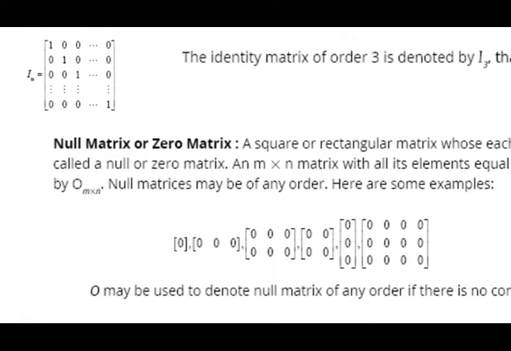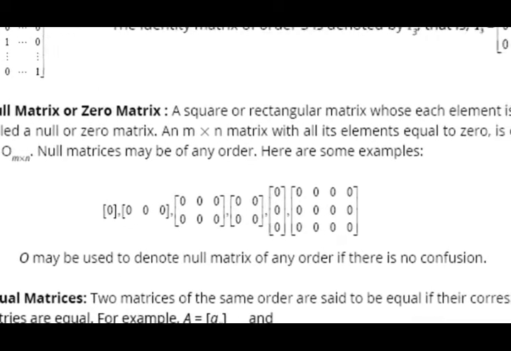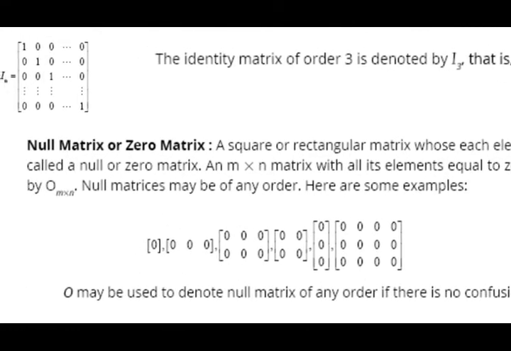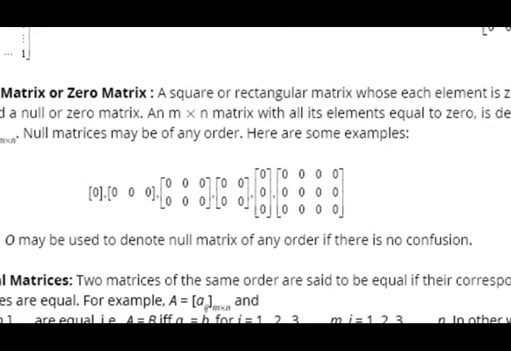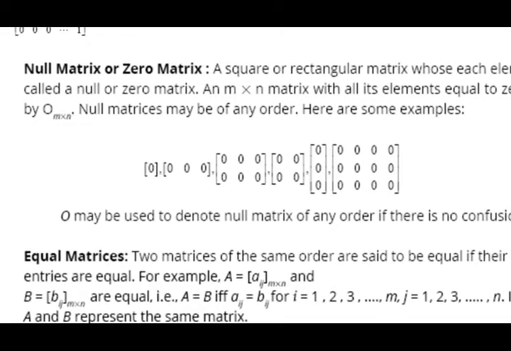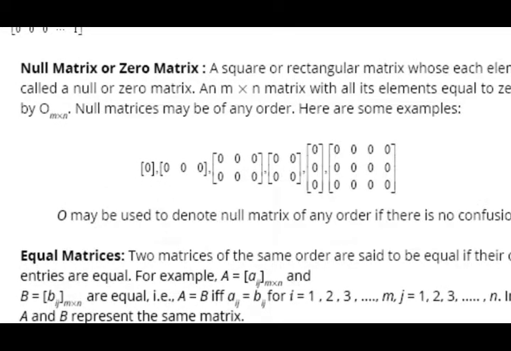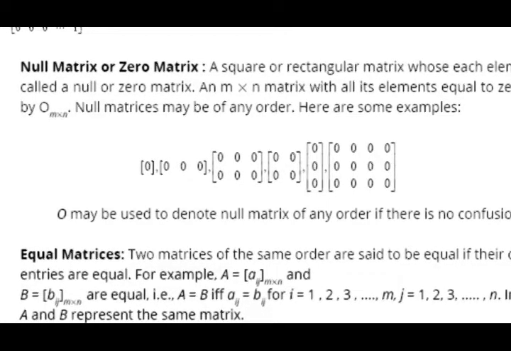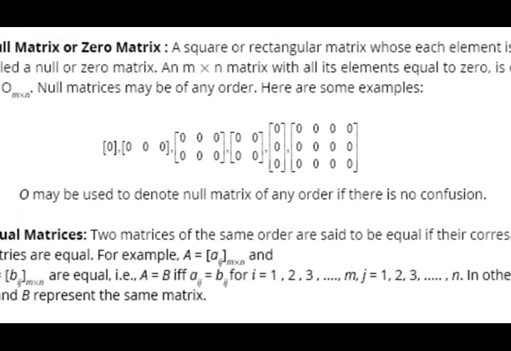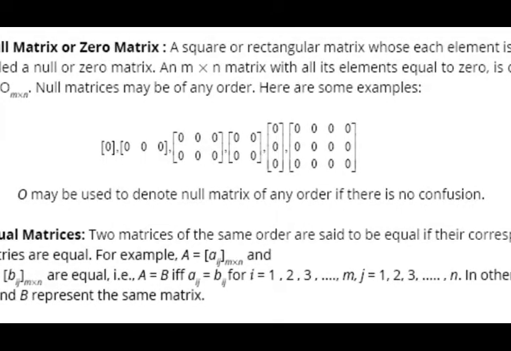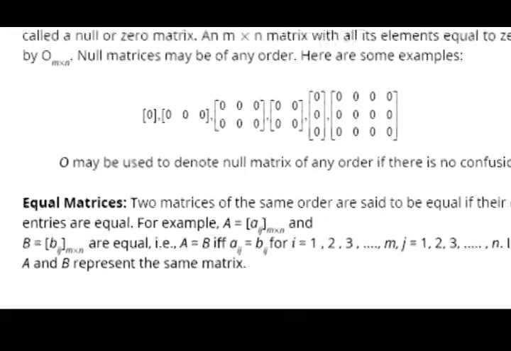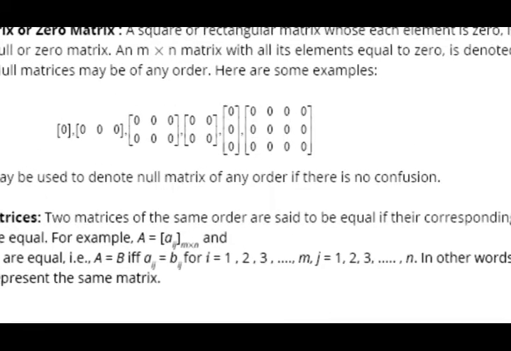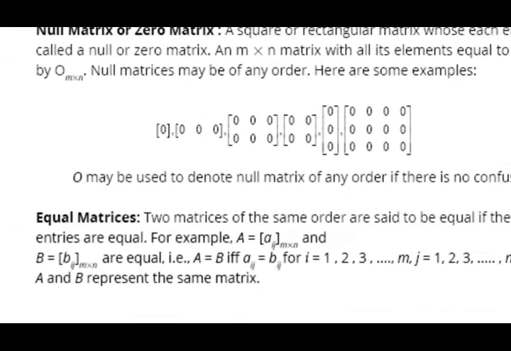Null matrix or zero matrix: a square or rectangular matrix whose every element is 0 is called a null or zero matrix. With all of its elements equal to 0, it is denoted by O of order m cross n. If all the entries are 0, then this matrix is called a null matrix or zero matrix. Equal matrices: two matrices of the same order are said to be equal if their corresponding elements are also equal.